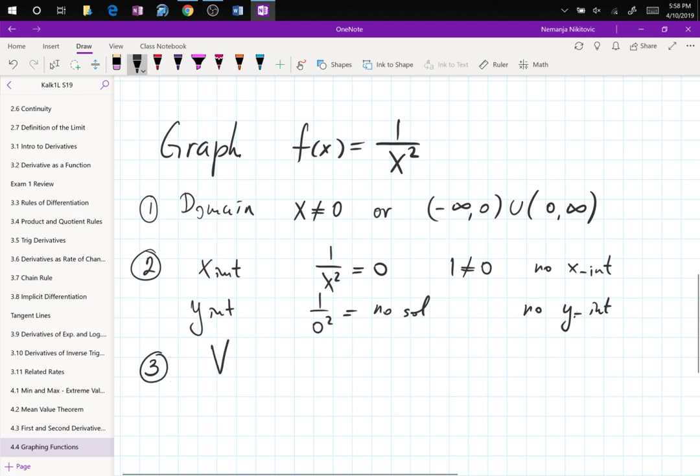Number 3, vertical asymptote. We clearly know that there is one at x equals 0. Do we? Look at the domain. What did we learn in pre-calculus? We learned that if you set the denominator equal to 0, you get your vertical asymptote. So there is a vertical asymptote there. I'm boxing this, important information.